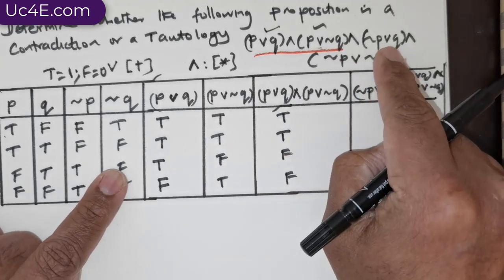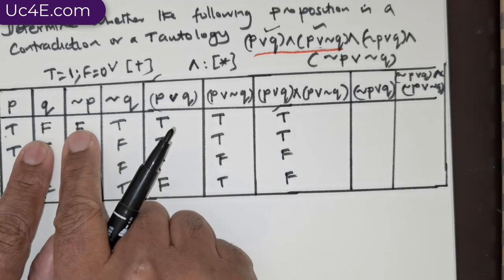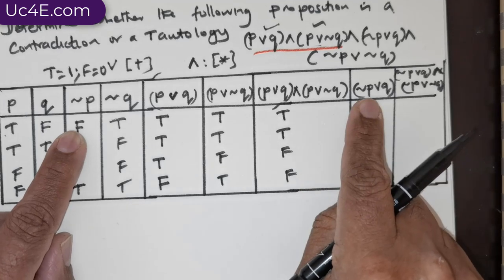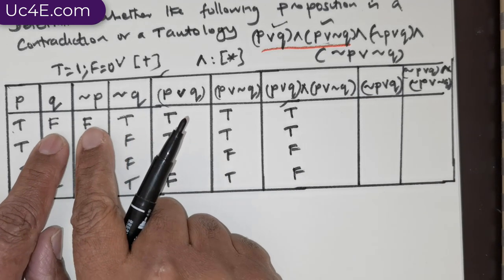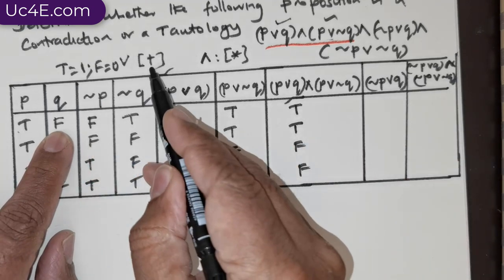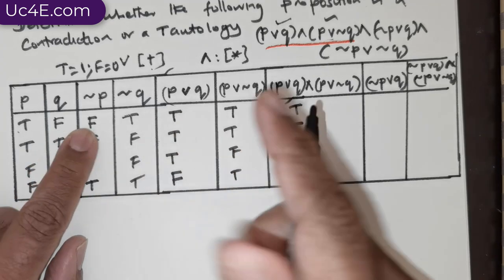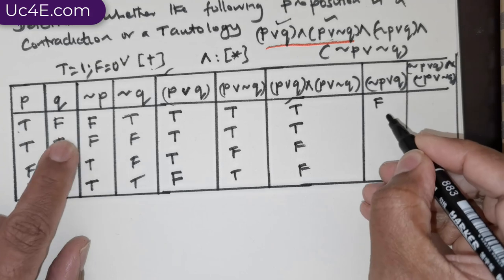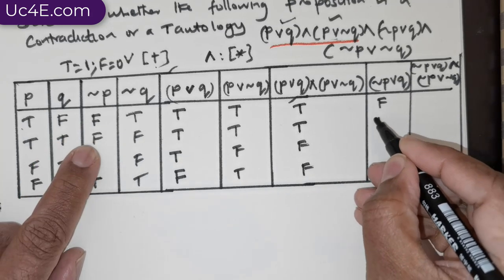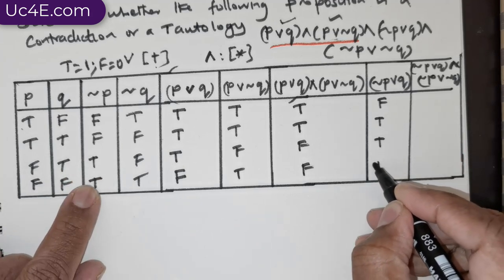Now we need to perform negation of P with disjunction of Q. Let me do that. Negation of P, disjunction with Q. As I mentioned, disjunction is addition, so this added with this. 0 added with 0 will give you 0. 0 added with 1 will give you 1. 1 added with 1 will give you 1. 1 added with 0 will give you 1.